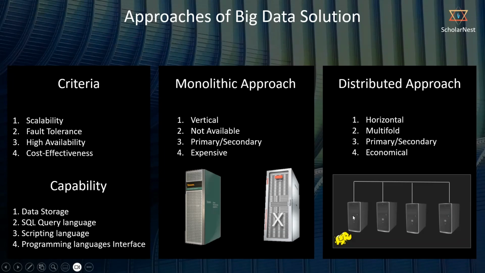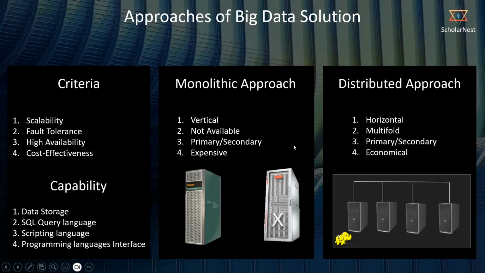So for that there is a primary-secondary approach where we make a copy of this system, keep two systems here. And if one fails, the other one will take care of the job. So the idea is high availability is always achieved through a backup system. Whether you take a monolithic approach or a distributed approach, in both, high availability is achieved through a backup system, which is called the secondary system.